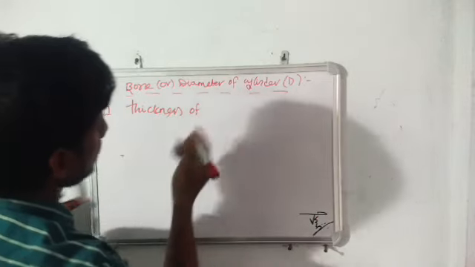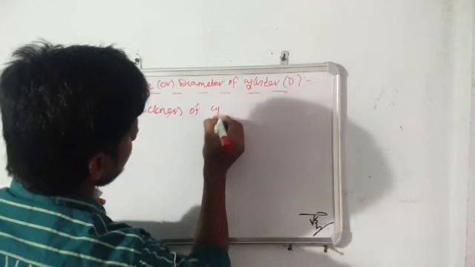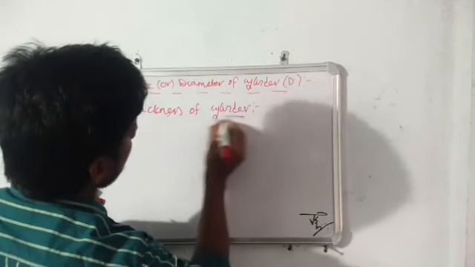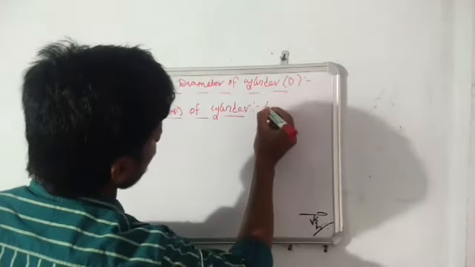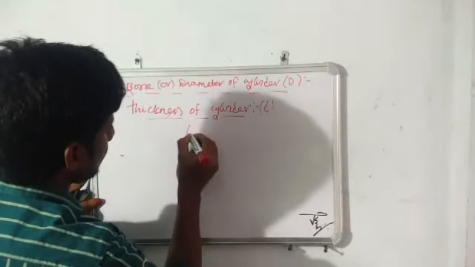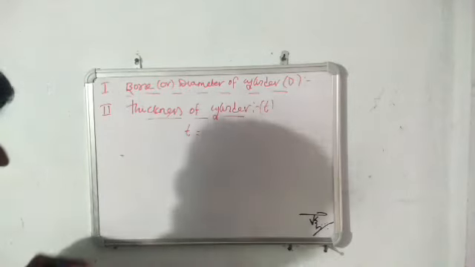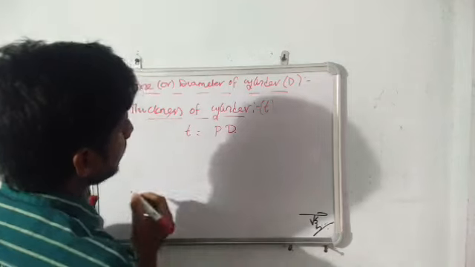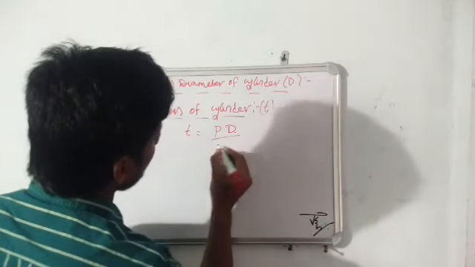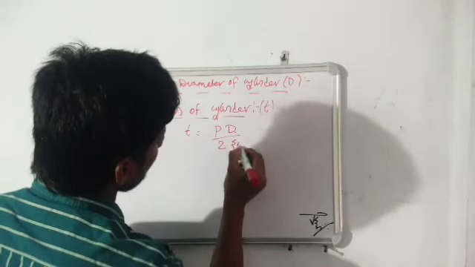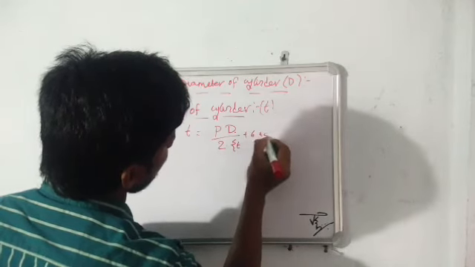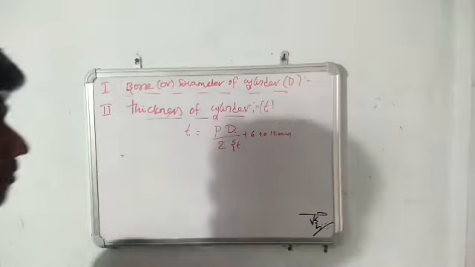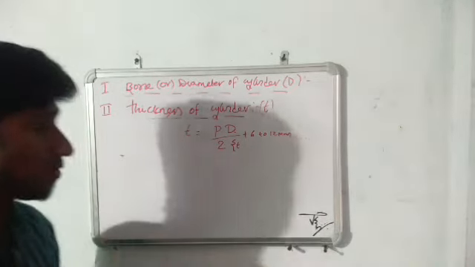Sorry, it's better to simply write thickness of cylinder. It is indicated by small t. So what is the formula for thickness of engine cylinder? We know t equal to pi by d into 2 times of St plus 6 to 12 mm. So this is the formula to find out the thickness of the engine cylinder.